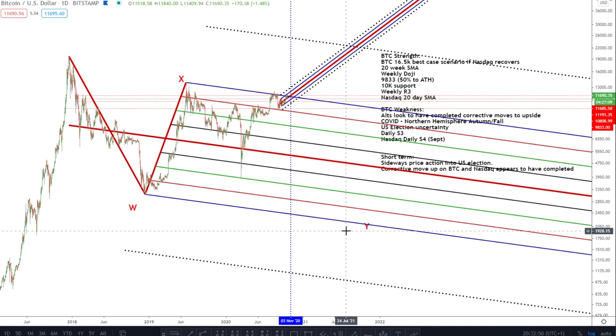Obviously, the US election is just around the corner. I've got this vertical line on the chart, 3rd of November. Obviously, it might be a little bit later until we get a result. But yeah, around this time is where we can expect some kind of a drastic move.